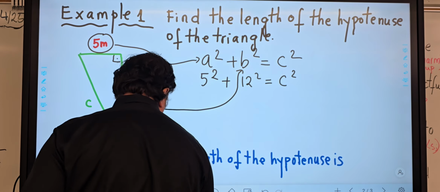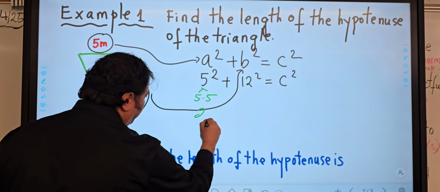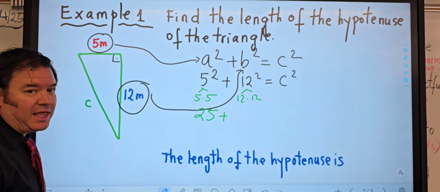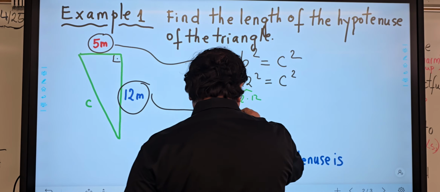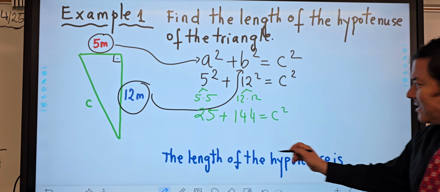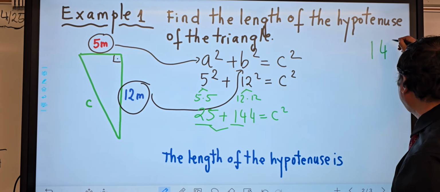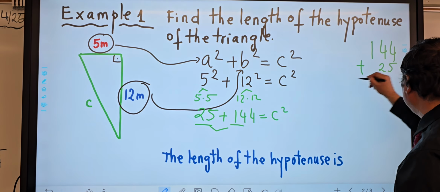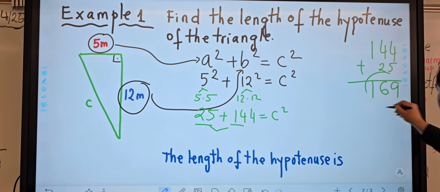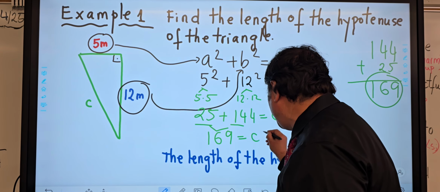Okay, so let's continue here. 5 squared is 5 times 5, which is 25. Plus 12 squared means 12 times 12, and that becomes 144. So 144 plus 25 equals C squared. Let's combine those two numbers: 25 plus 144. 5 plus 4 is 9, 4 plus 2 is 6, and we get 169. So now we have 169 equals C squared.